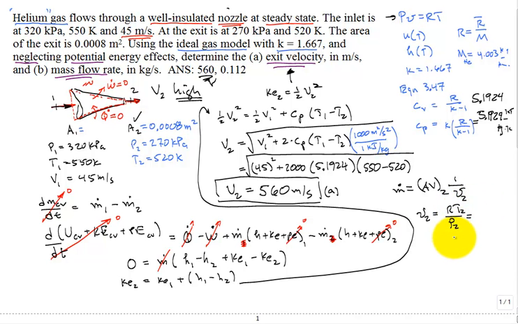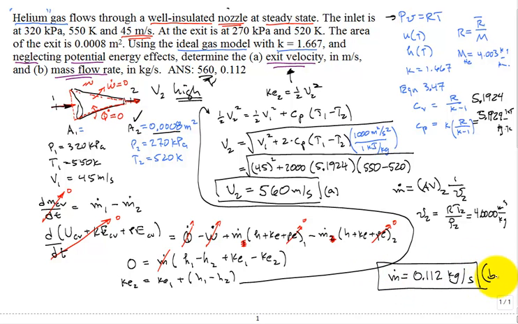Let me just give you the result for that specific volume. It turns out to be 4.0000 meter cubed per kilogram for this problem. And then you had the area at 2, 0.0008, and then you had the velocity at 2 that we just calculated. I'm running out of room, but mdot turns out to be 0.112 kilograms per second. That's the answer for part B.